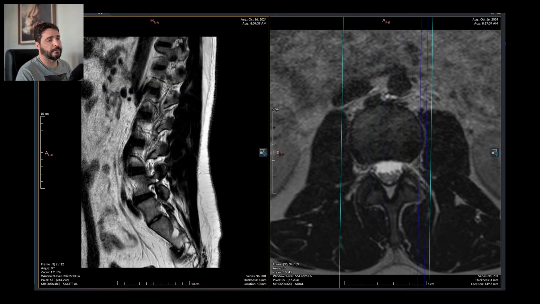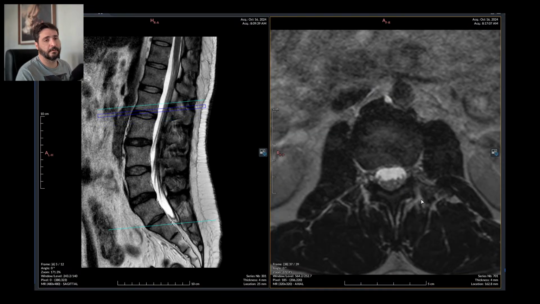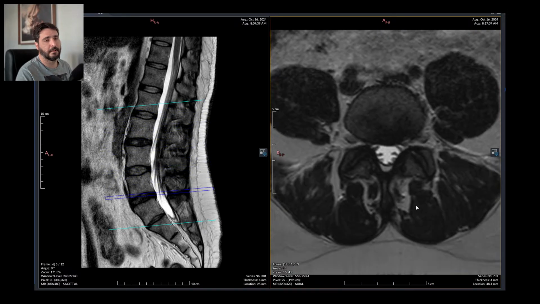Are there signs of stenosis? No signs of stenosis. Not yet. But there is thickening of the yellow ligaments and facet joint arthrosis. Also, hypertrophy of perivertebral muscles. Right there.